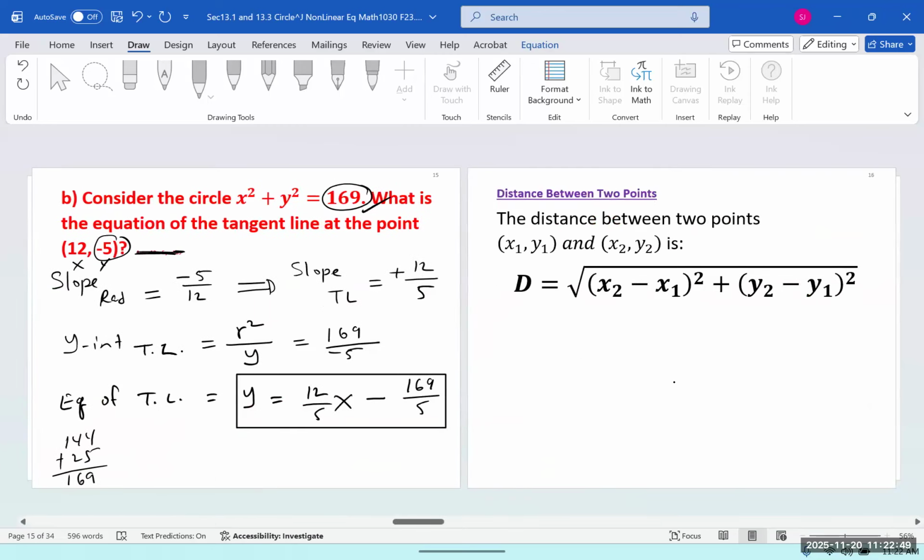And the last thing in 13.1 is distance between 2 points. Distance between 2 points, either you can memorize or you can derive. The last section for us is 13.3. So this is 13.1, and then we are going to do 13.3, and we are done. The syllabus.